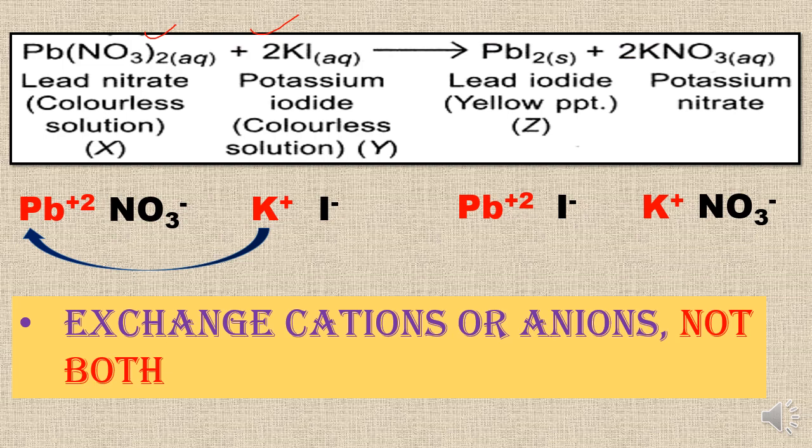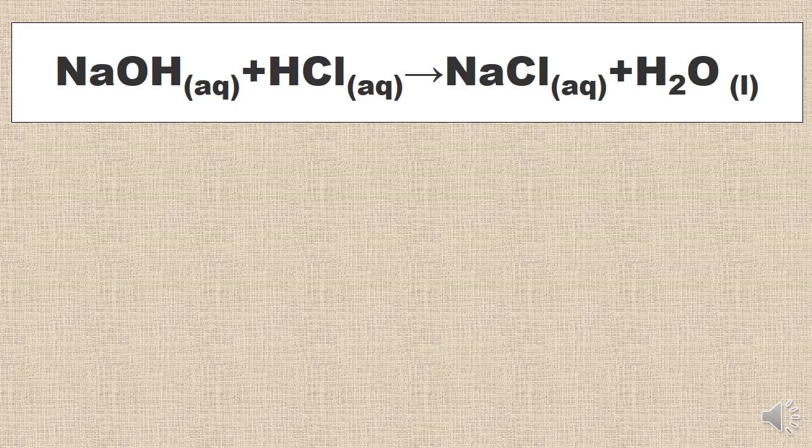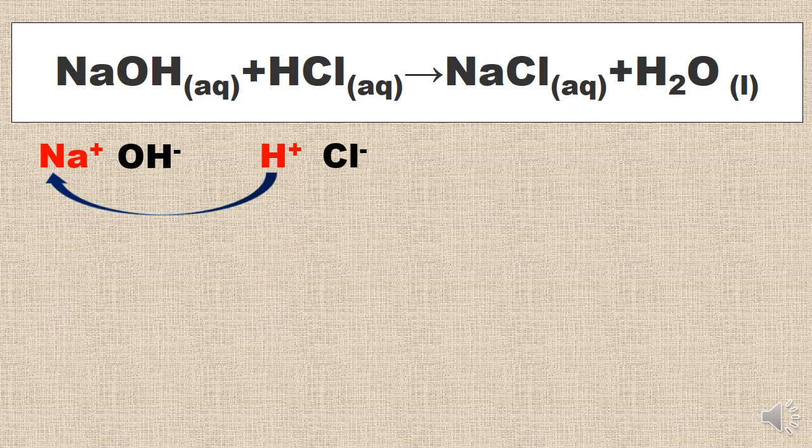Remember, you need to exchange only the cations or the anions, not both, or else you will get the same reactants again. Moving on to the next reaction. Suppose sodium hydroxide reacts with hydrochloric acid. As we know, sodium hydroxide has sodium ion and hydroxide ions, and hydrochloric acid has hydrogen and chloride ions. If sodium and hydrogen ions exchange their positions, then sodium ion will combine with chloride ion to form sodium chloride, and the combination of hydrogen ion and hydroxide ion together leads to formation of water.